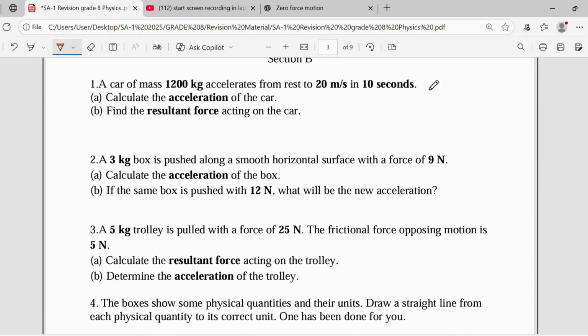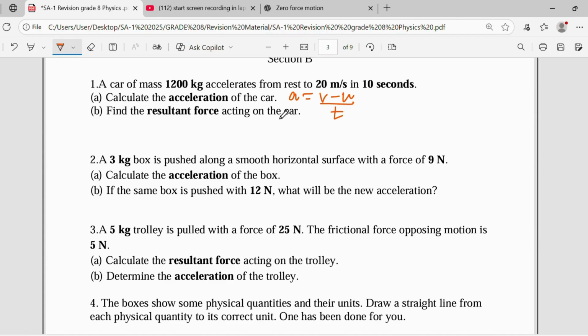Now coming to the section B questions. A car of mass 1200 kilograms accelerates from rest to 20 meters per second in 10 seconds. Calculate the acceleration of the car, and second, find the resultant force on the car. To find the acceleration of a car, we have an equation. Acceleration a equals final velocity v minus u divided by time.